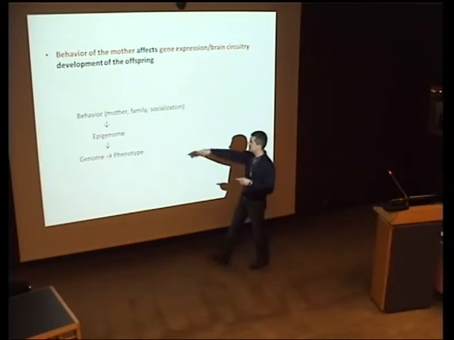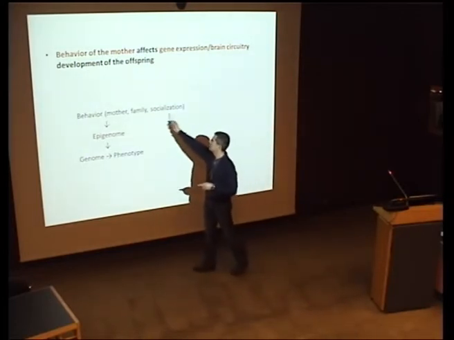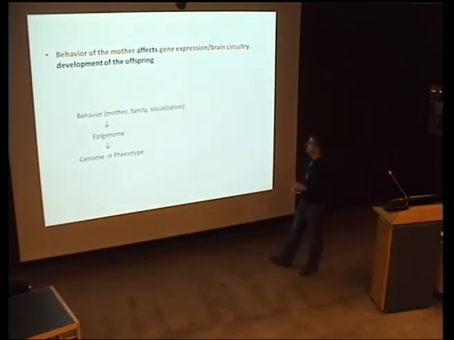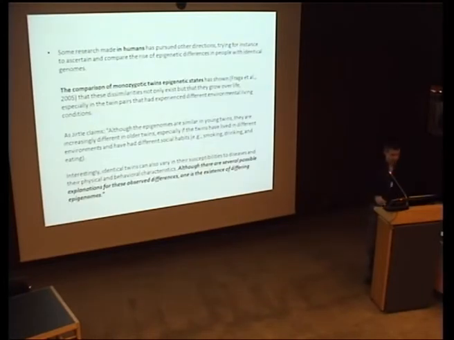Going back to the first presentation of this scheme, now instead of environment, let's put here the behavior, the mother, but also possibly the family and other socialization factors that influence the epigenome that leads to changes in the phenotype. And in humans, it is much more difficult to study this, because you cannot take samples from human brains. Some post-mortem studies have been attempted.